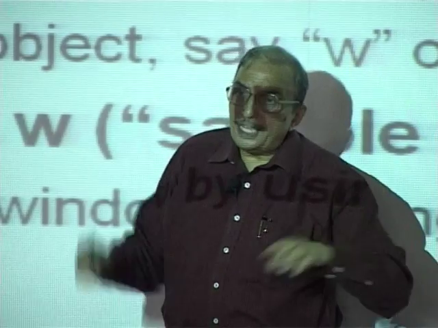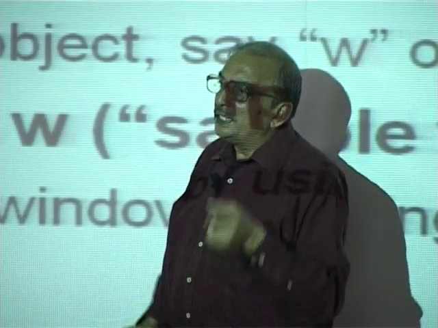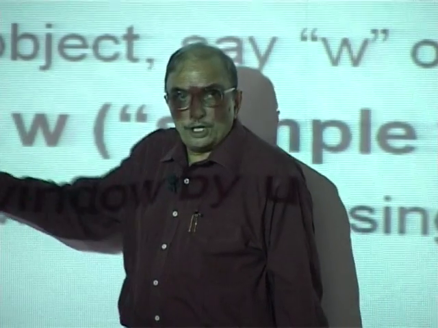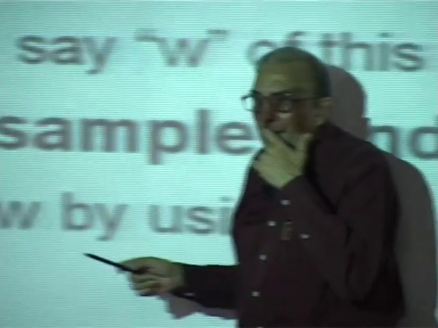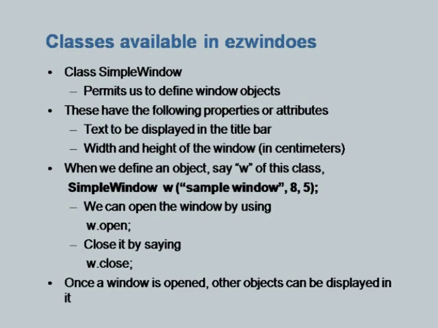The point is, just as when you say int and float, all the arithmetic operations, etc., are available to you, in exactly the same way, once I define w to be an object, then all the operations which are available as member functions of the class are available to me also. Additionally, I can give the initial values of the property parameters of this object. The first property parameter is the title that will appear on top of that window. It is given as a string. The next one is width and the next one is height. So I say 8 centimeters wide, 5 centimeters should be the height. Incidentally, all these values for these graphic objects are given in centimeters.